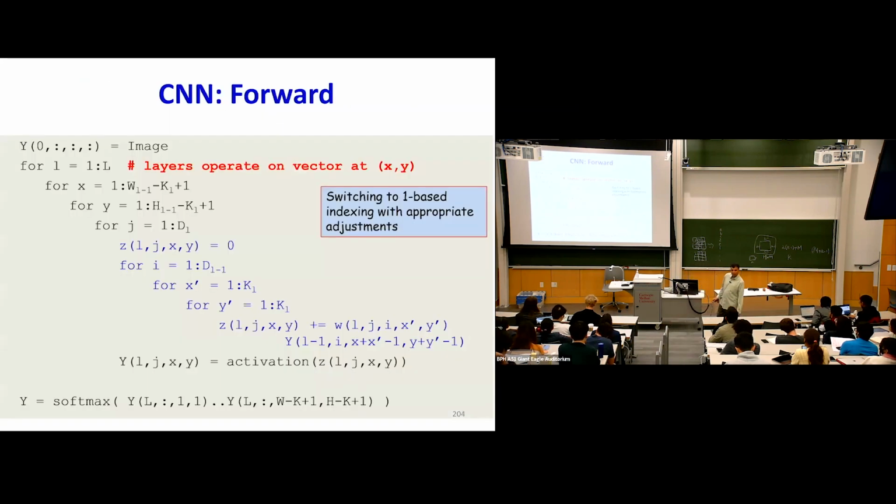Now here's how I'm going to use that for a cheat. This is my forward computation. I'm going through all the layers. Within each layer, I'm scanning from left to right, top to bottom. At each position, I'm going through all of my output filters, right?